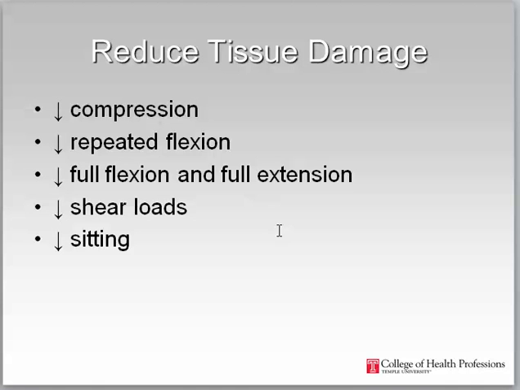So in general, to reduce tissue damage or to avoid injury, researchers have come up with a few types of loadings to avoid. You don't want excessive compression, so you want to reduce your compressive loads, reduce activities that require repeated flexion, reduce activities that require full flexion or full extension. You want to minimize your shear loads, and believe it or not, sitting has quite a high amount of loading on your spine.